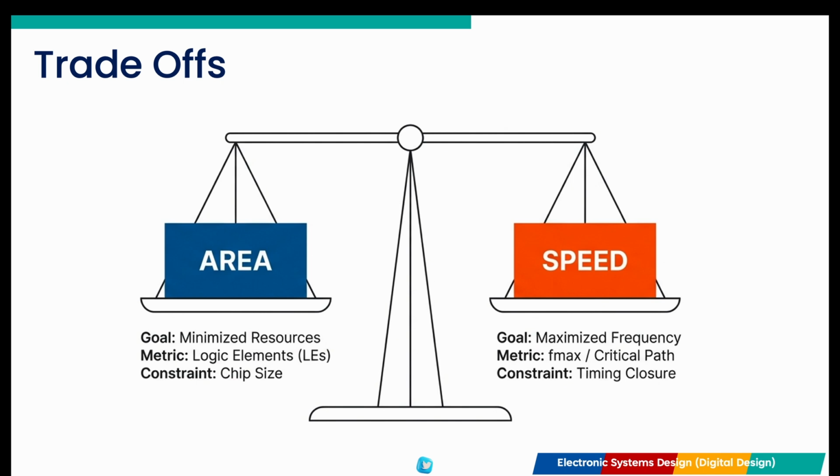So, as an IC design engineer, your job is not just to make the design work, but also to optimize based on constraints. If the system is resource limited, optimize for area. If the system is performance critical, optimize for speed. So when you look at a Quartus report, always think, am I using too much hardware? Or can I make this design faster? Because good digital design is not just correct, it is efficient and optimized.